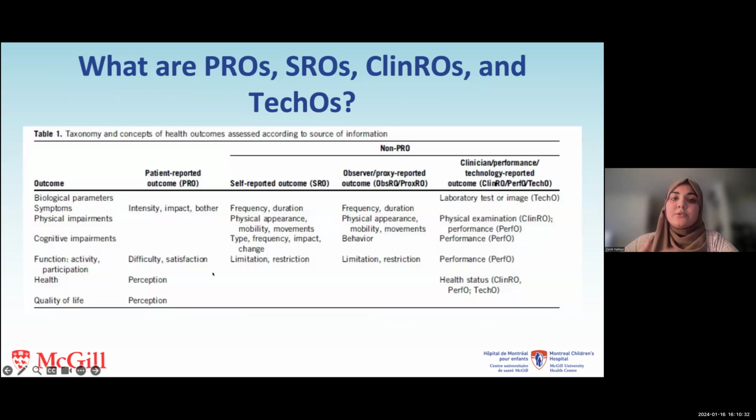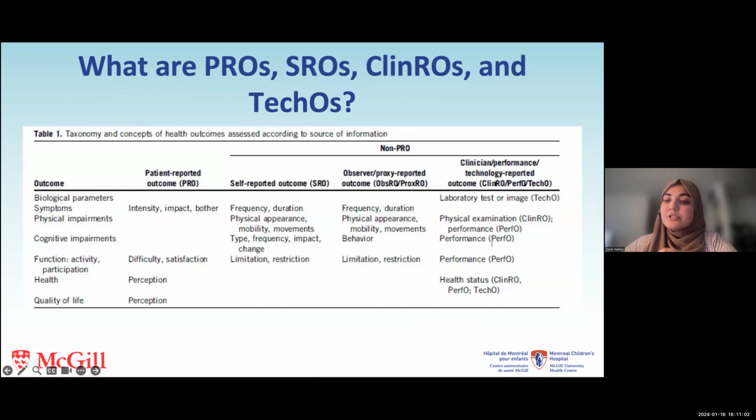Now, what are PROs, SROs, clinician-reported outcomes, and TECOs? Patient-reported outcomes are directly reported by patients and cover symptoms, their intensity, impact, and bother. They include functional aspects like mobility and physical function, with claims not modified by others. PROs differ from SROs, self-reported outcomes, because they rely solely on the individual's report without external verification. Verification becomes important, especially when assessing abilities like driving after certain health conditions.